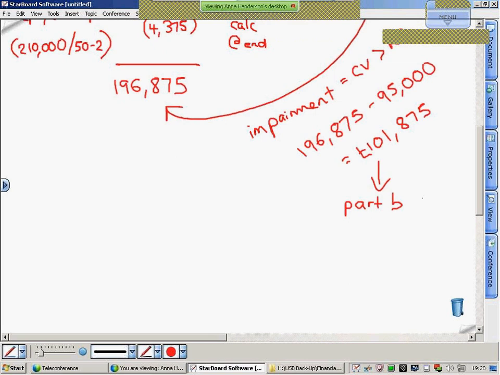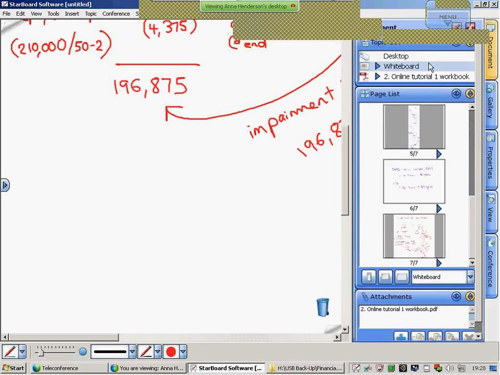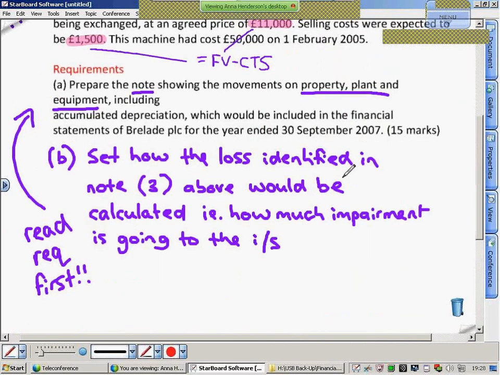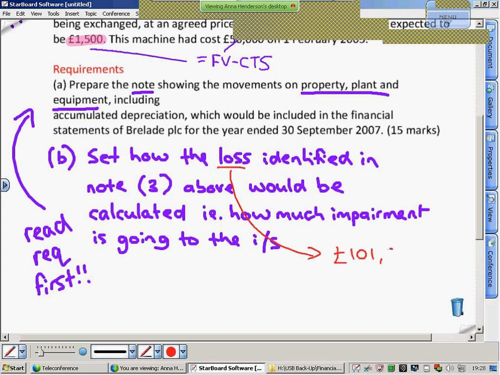So part B, actually let's do that now. So what we have to think about here, remember I added on this part B, the question, how do we deal with the loss? So how do we deal with this 101,875?